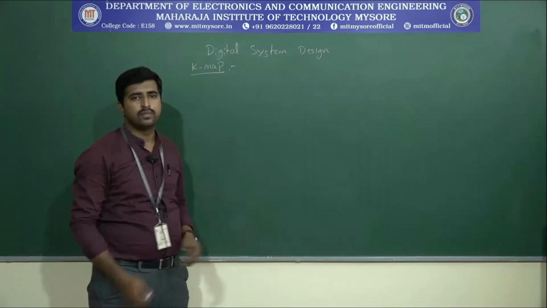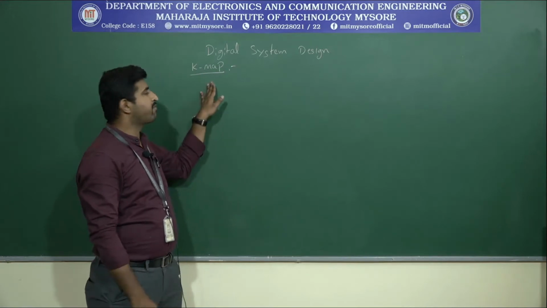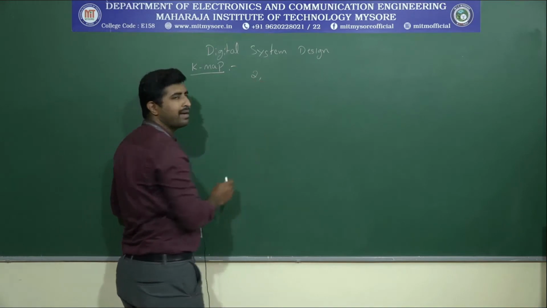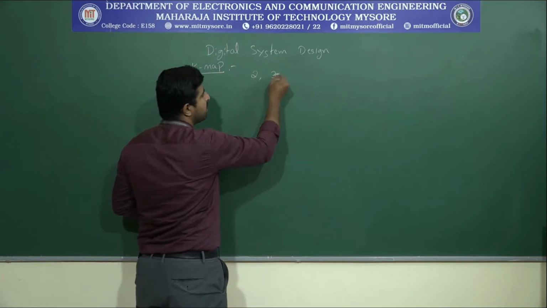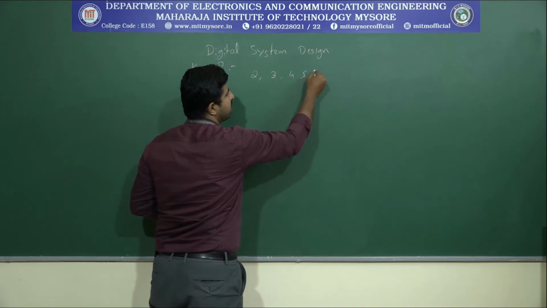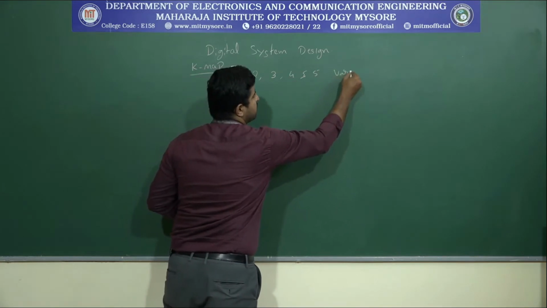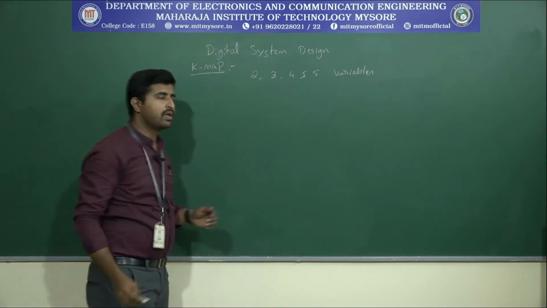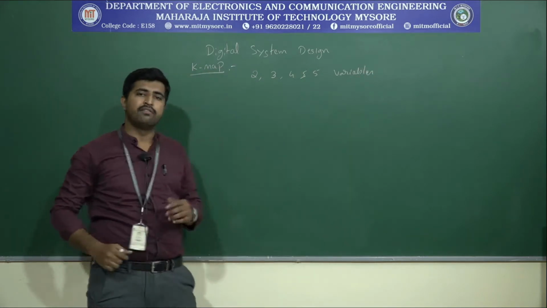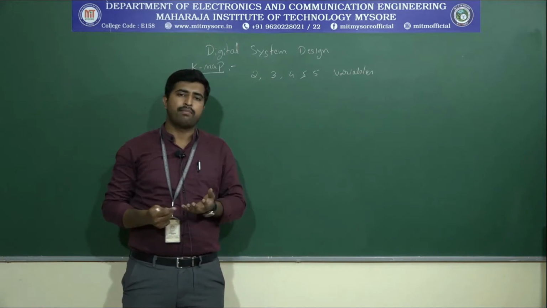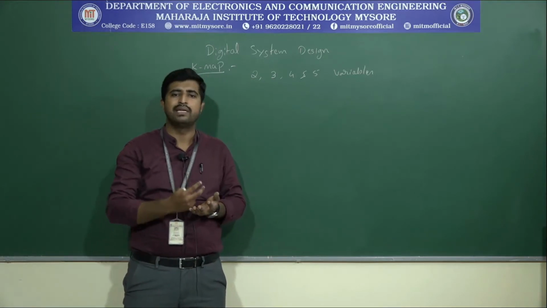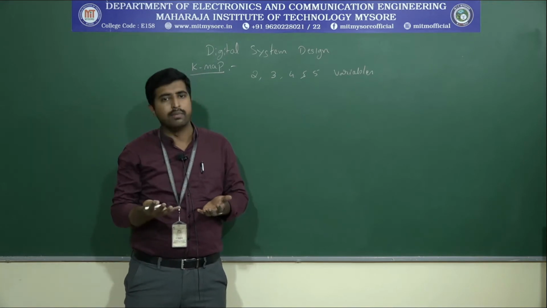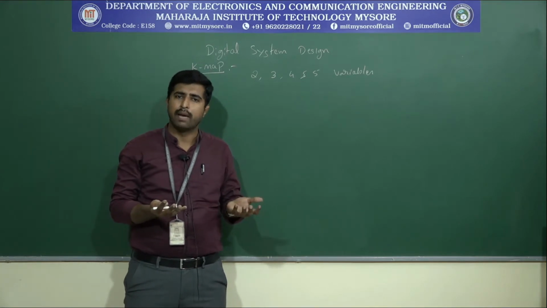Now let's see the K-map for the different variables. As already said, we can implement the K-map for 2 variables, 3 variables, 4 variables and 5 variables. But before that, the K-map matrix is similar to the truth table. Whatever the truth table is, the K-map will be similar.